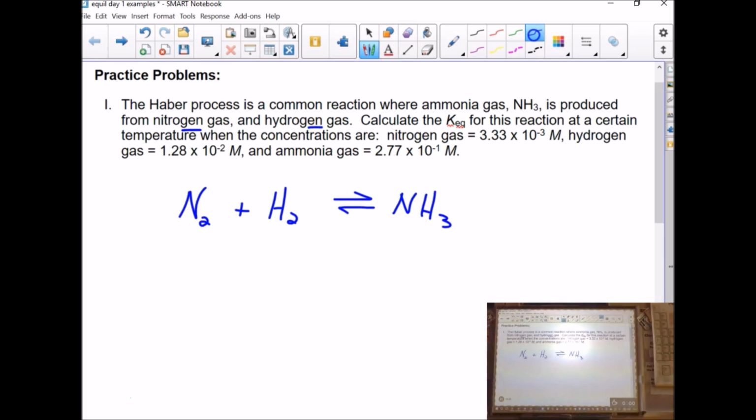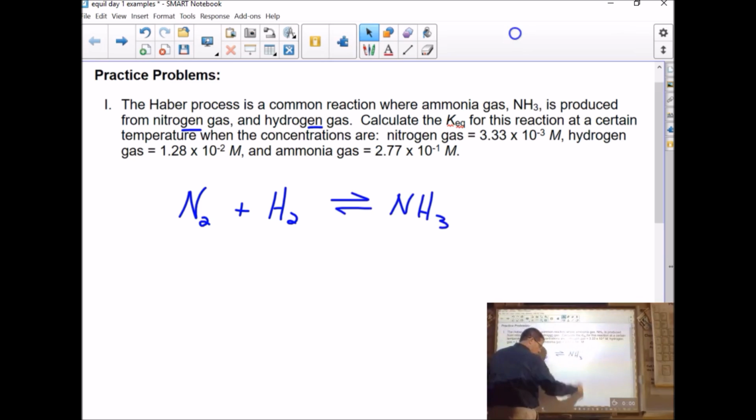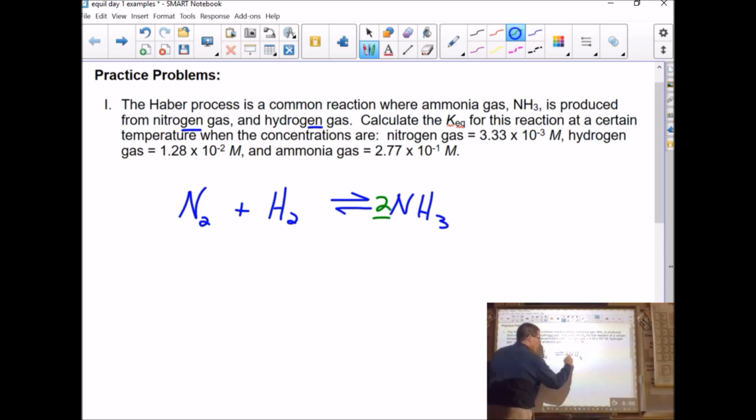All right. Are we balanced? No, of course not. So what do we need to do? Put a 2 in front here. Can't move it. All right. So put a 2 there, and then a what? That's right. We're good. Okay, good. All right. So now that we have our balanced equation, let's write our expression.